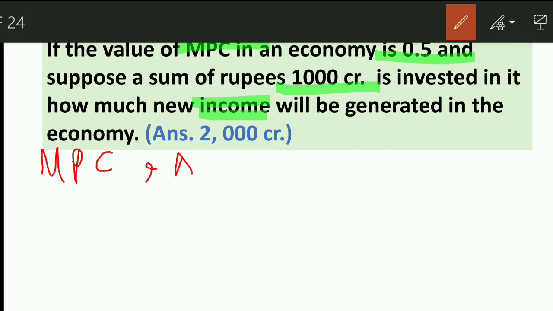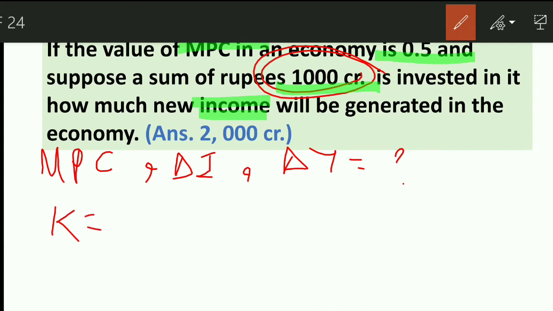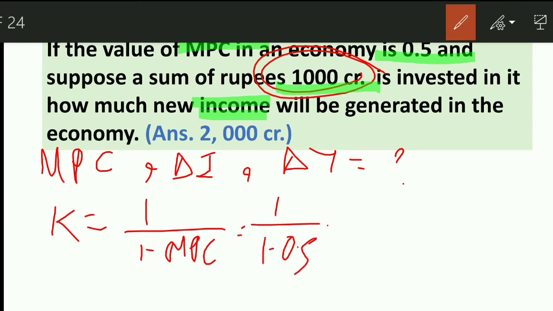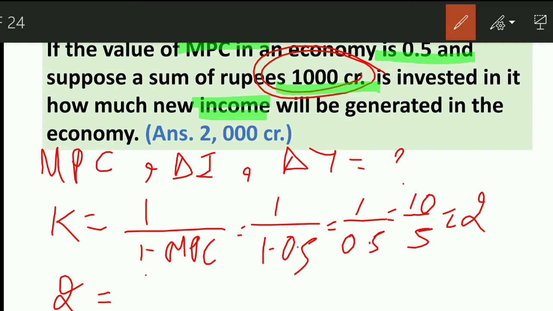We are given MPC. Okay, MPC is given to us. We are given change in investment, that is how much investment is made. All right, and we have to find the change in income. Okay. So you know that multiplier is equal to 1 upon 1 minus MPC. Okay, so it will be equal to 1 upon 1 minus 0.5, then it will be equal to 1 upon 0.5, it will be equal to 10 upon 5, it will be equal to 2. And you know that multiplier, that is K, which is now 2, is also equal to delta Y upon delta I, that is change in income due to change in investment, right?